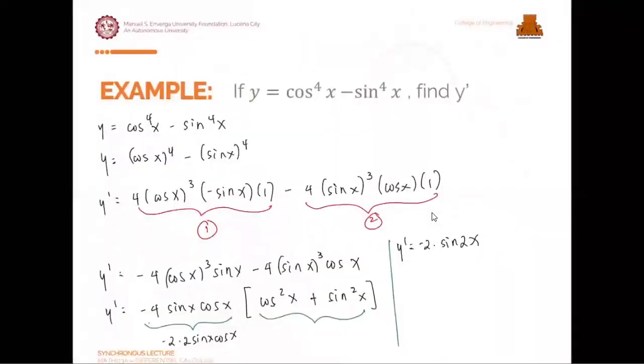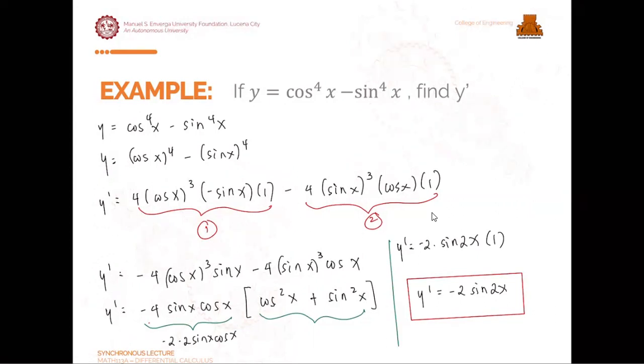So, substituting that value, times 1. So, pag simplify natin ngayon, this will be y prime is equals to negative 2 sine 2x. This will be our final answer. Okay? So, final answer kasi nasa simplest form siya dahil nakaisang trigonometric function lang yung answer natin. Okay?